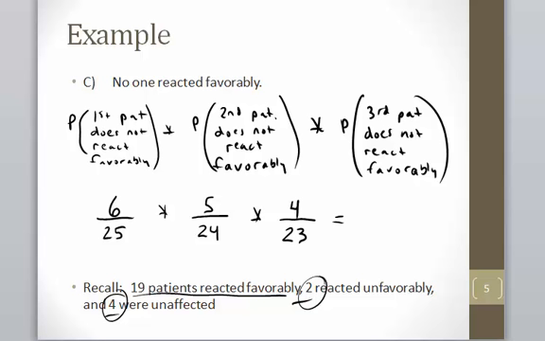6 times 5 times 4 gives me 120. 25 times 24 times 23 gives me 13,800. And we'll reduce that on our calculator to 1 over 115.